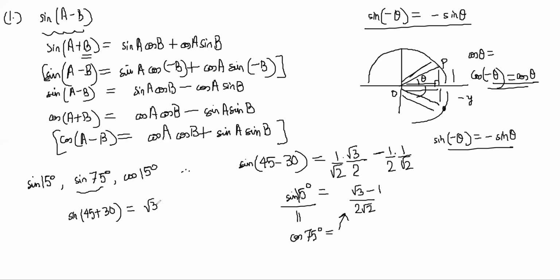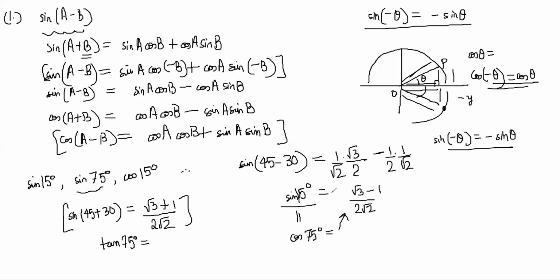So it will be root 3 plus 1 by 2 root 2, I think, right? Correct. Is everyone getting this? You are able to find some new angles, sine, cos and all because of these formulas, right? So similarly, tan of 75 degree will become sine 75 by cos 75. Cos 75 you will get from the cos 45 plus 30 answer, right? So you can get all these values also.